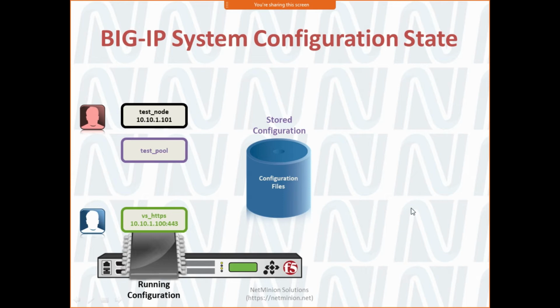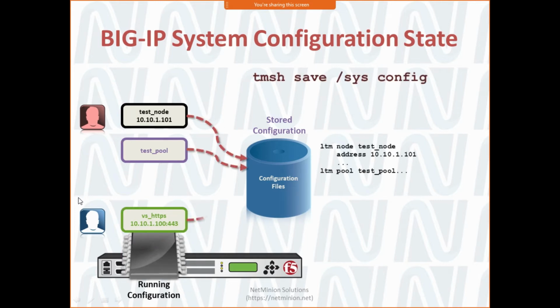The same thing we are showing over here also: you have some kind of users. One is the red user, one is the blue user. The red user is doing something over the F5 and the blue user is also doing something over the F5. Whatever they are creating is stored currently in the running configuration, until they issue the command tmsh save sys config. When they do, it is stored into your NVRAM or your configuration files.